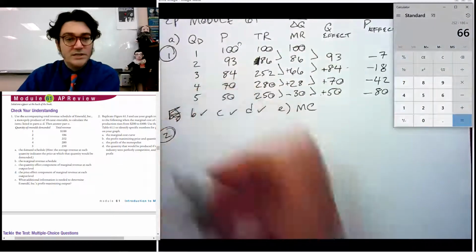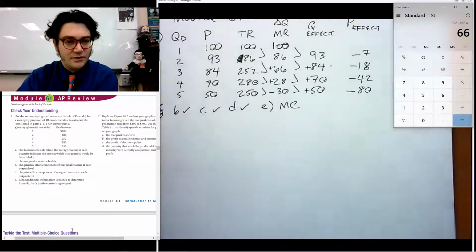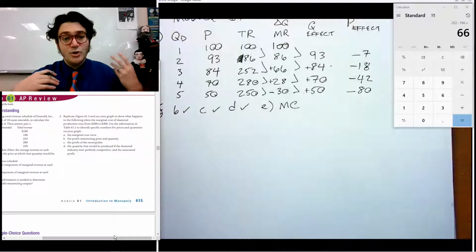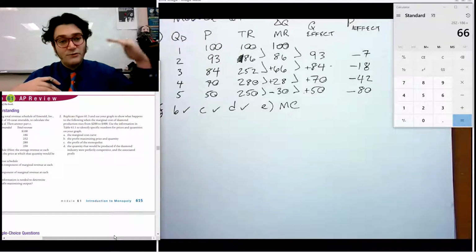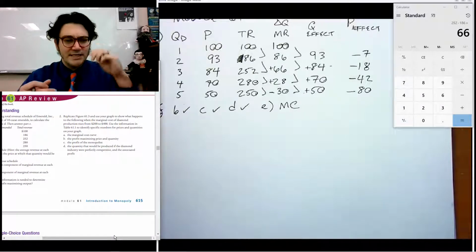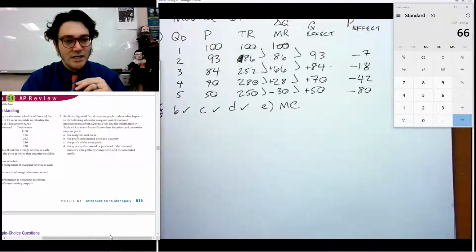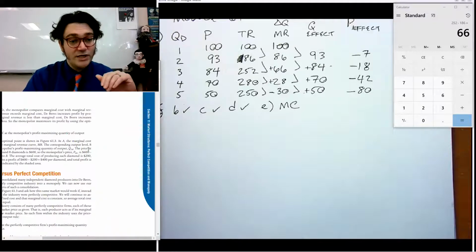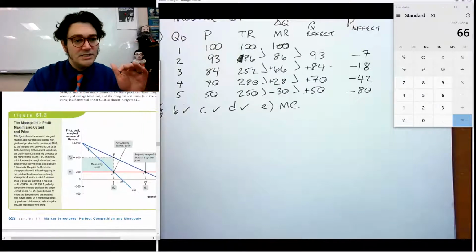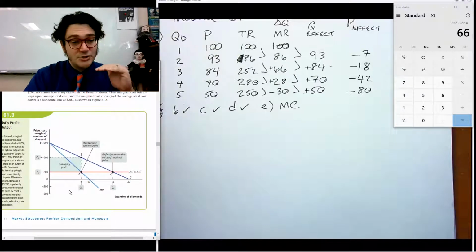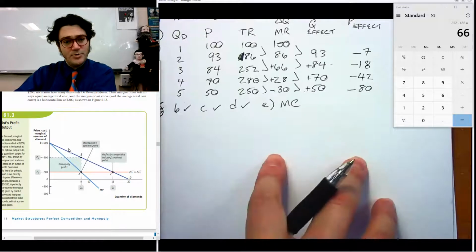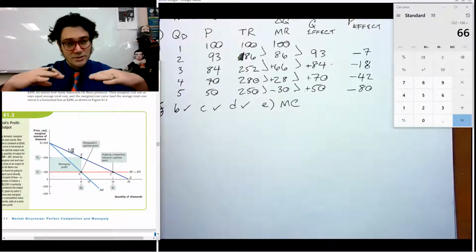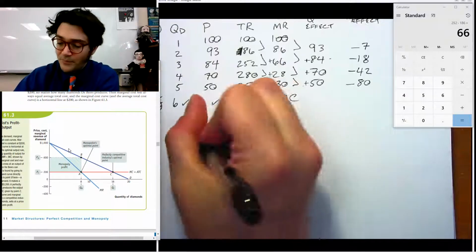Number two says replicate figure 61.3 and use your graph to show what happens to the following when the marginal cost of diamond production goes from 200 to 400. Use the information to identify specific numbers for prices and quantities on your graph. So let's go back and look at 61.3. In this picture, we're going to replicate that picture on our paper, and then we're going to show what happens when the marginal cost goes from 200 to 400. So it's just going to move up to 400.